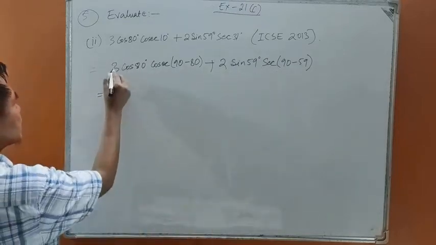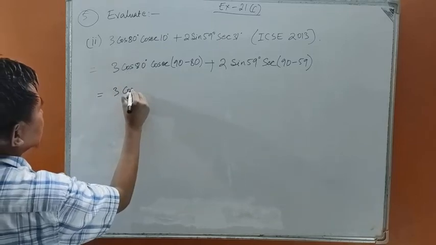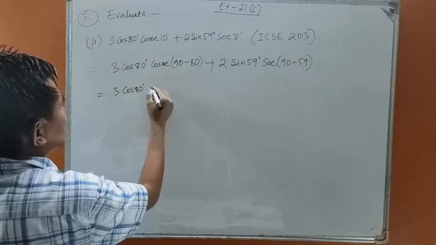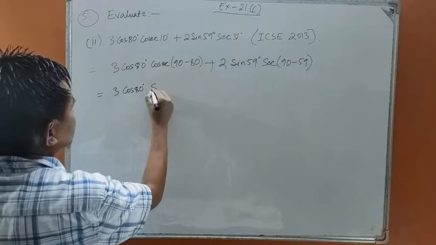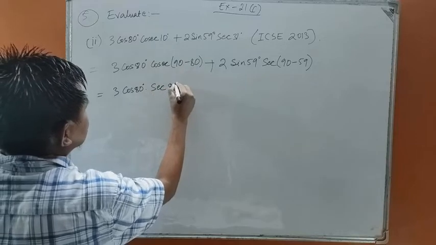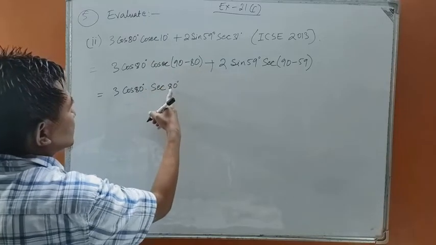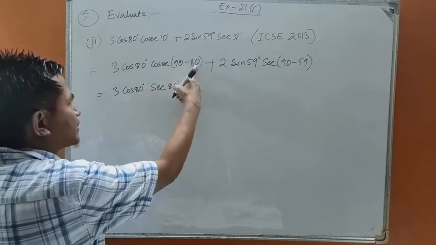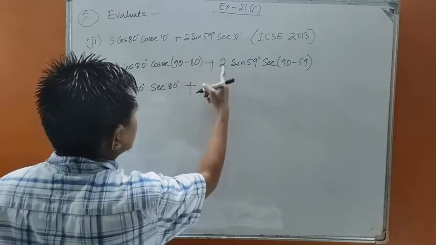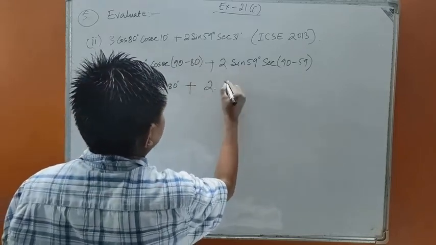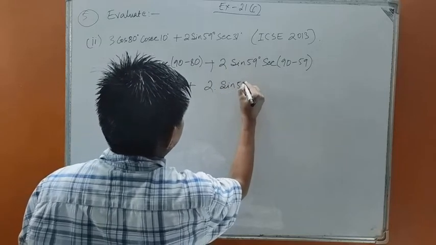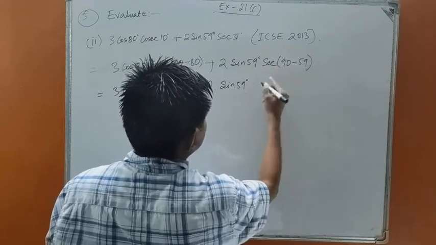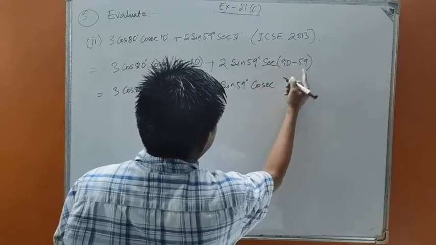So this is 3 cos 80 degree into cosec of 90 minus theta, which is sec theta, isn't it? So it is sec 80, where theta is 80. Plus 2 sine 59 degree, copied as it is, into sec of 90 minus theta, which is cosec theta. So cosec theta means cosec 59.